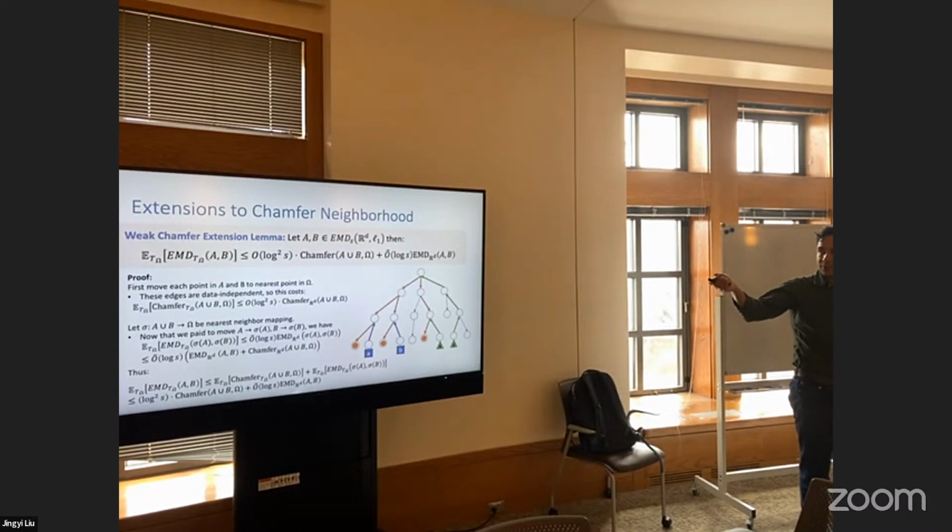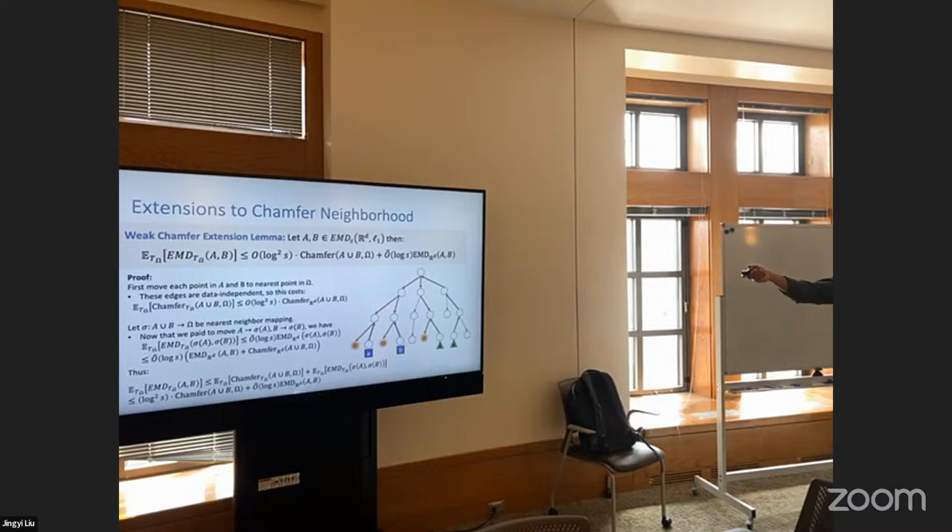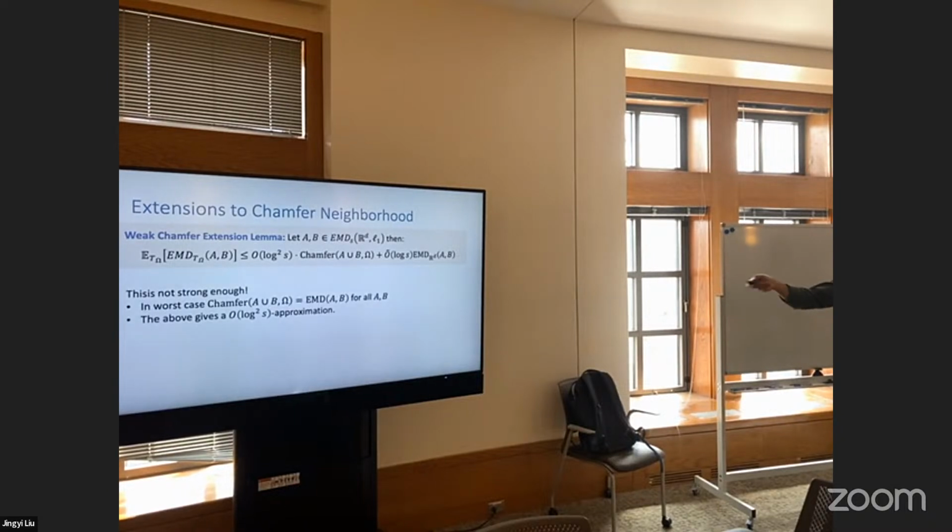But for points whose chamfer distance to the sample is the same as their earth mover distance to each other, then the first term would dominate and we'd only get a log squared S approximation. So in the worst case, the distance from points to the sample is roughly on the order of the EMD between these two points. You can imagine all points in your data set having the same earth mover distance to each other, and now you're not really saving anything by sampling points here. So this wouldn't be good enough.